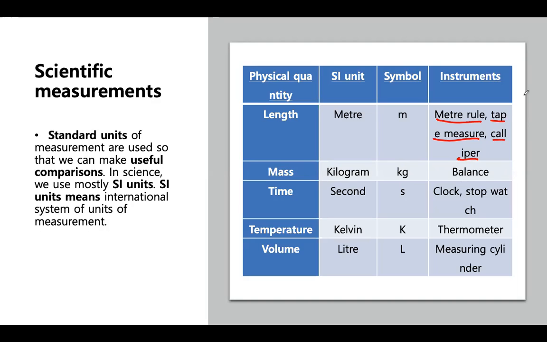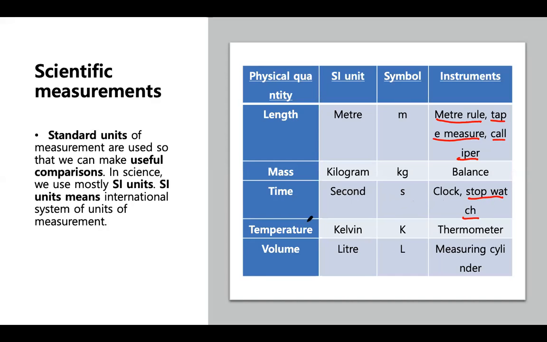The next one is time. Is time a physical quantity? The SI unit is second, and the symbol is s. So we usually use a clock or a stopwatch, as we saw earlier.